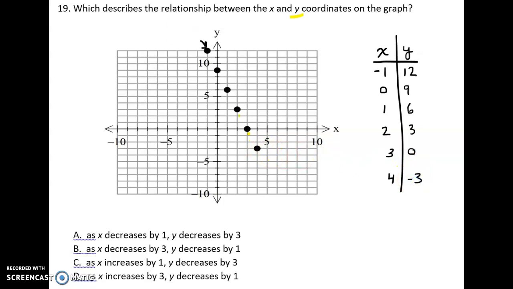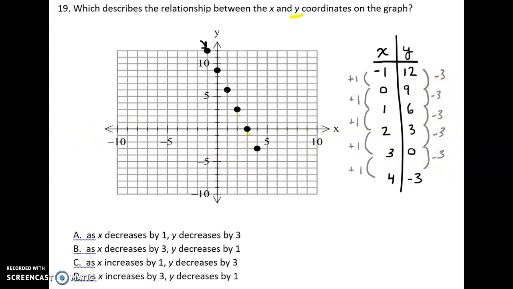So what kind of relationship do we see taking place in this table? Every time our x value goes up by 1, what happens to the y value? Because we've got a +1 increase here each time. And that's paired with a decrease in the y, because we see the y is going from 12 to 9 to 6 to 3 to 0 and then to -3. So it's going down 3 each time here.